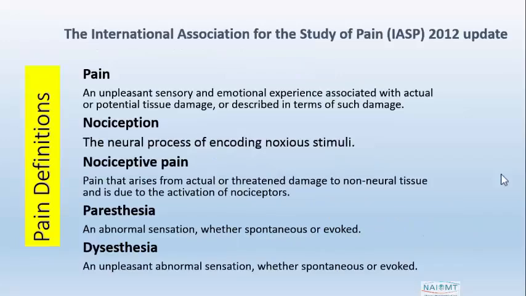The International Association for the Study of Pain has been active in unifying the terms with regards to pain and nociception and clarifying the research with regards to pain. The following are their definitions. Pain is described as a sensory and emotional experience. Nociception is the encoding of noxious stimulus. Nociceptive pain is pain that arises from tissue which is actually or potentially being damaged by means of activating the nociceptors. Paresthesia is an abnormal sensation. Dysesthesia is an unpleasant abnormal sensation.